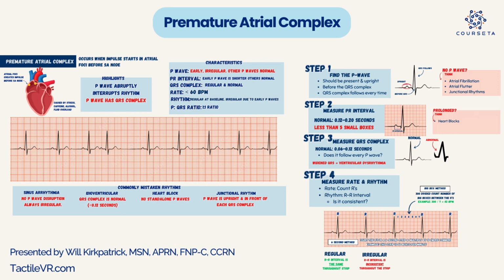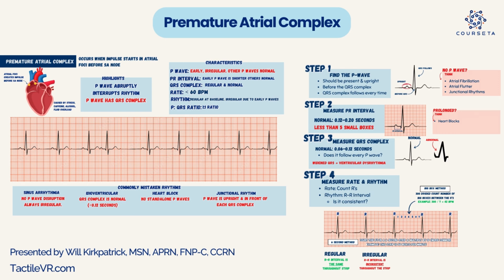So the highlights of a premature atrial complex is that the P wave abruptly interrupts the rhythm, and the P wave, of course, has a QRS complex still. Now everything's normal except the P wave comes, so then the rest of the rhythm comes a little earlier than it should. Now, premature atrial complexes are spontaneous.